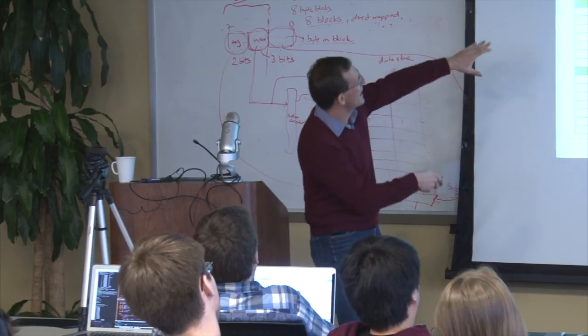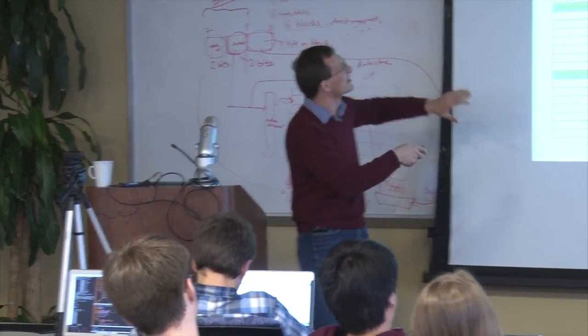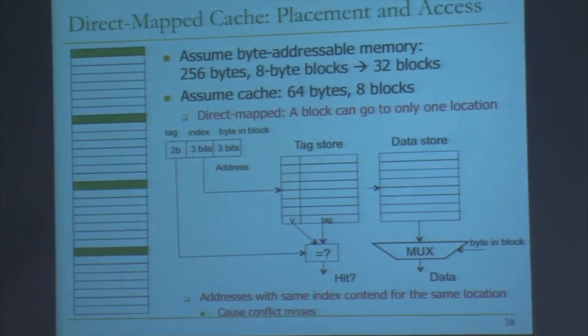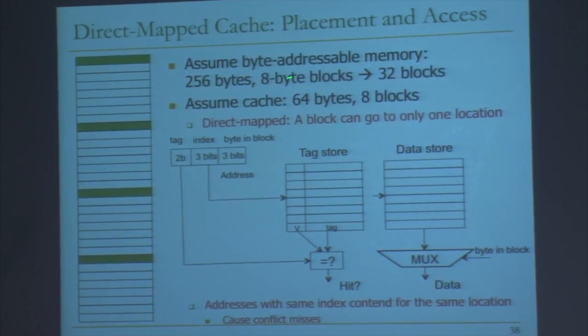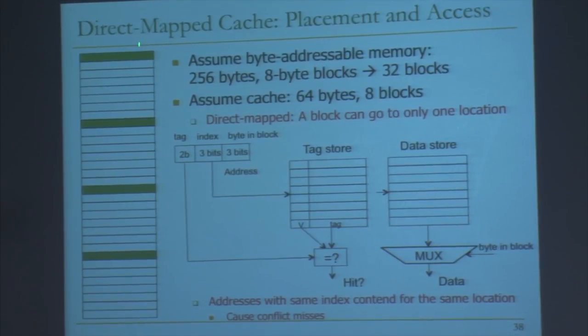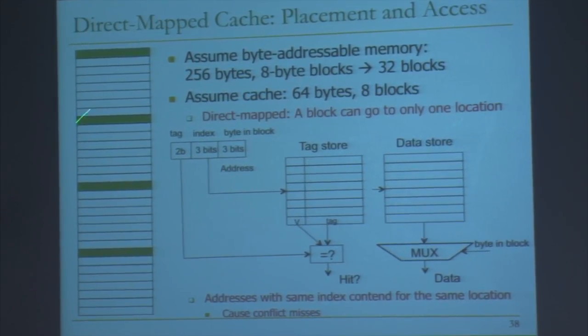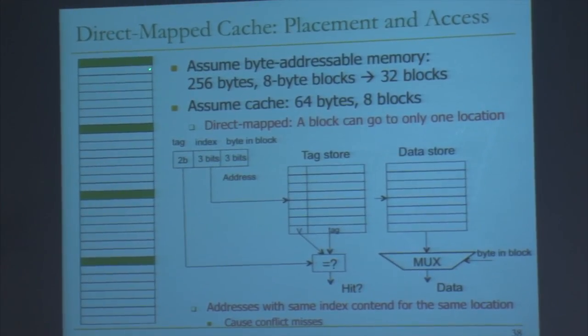So that's why I drew this memory picture over here. So assume that this is, again, a toy memory. Assume that you have 256 bytes in your memory. And you have 8-byte blocks. Basically, logically, the memory looks like this. You have 32 blocks in it. Ignore the green one for now. You have 32 blocks in it. And each block is 8 bytes.